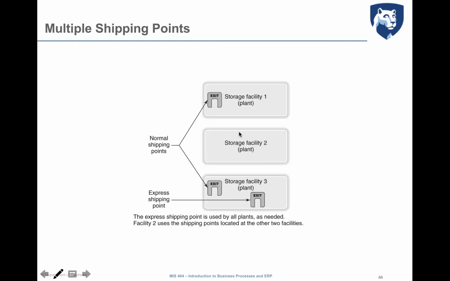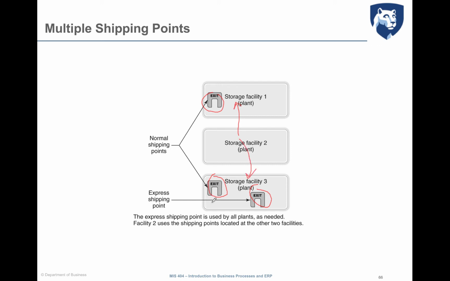This is instead multiple shipping points. In this case, there are several plants: storage facility 1, storage facility 2, and storage facility 3, and we have a sharing of 3 shipping points, which are this one, and this one. Storage facility number 1 has 1 shipping point, and storage facility number 3 has 2 shipping points, while storage facility number 2 has no shipping point, and so needs to use one of the shipping points located in other plants.